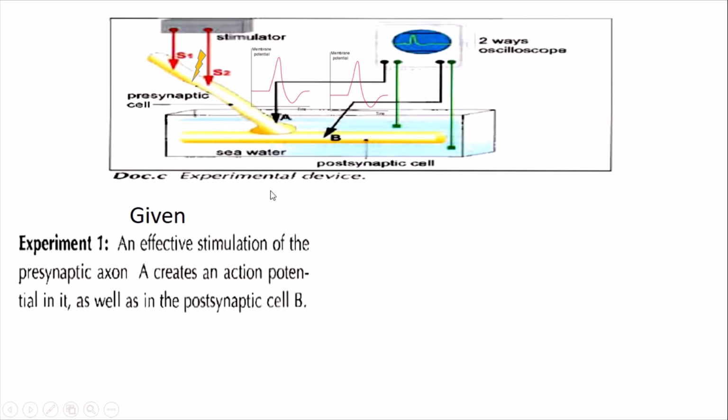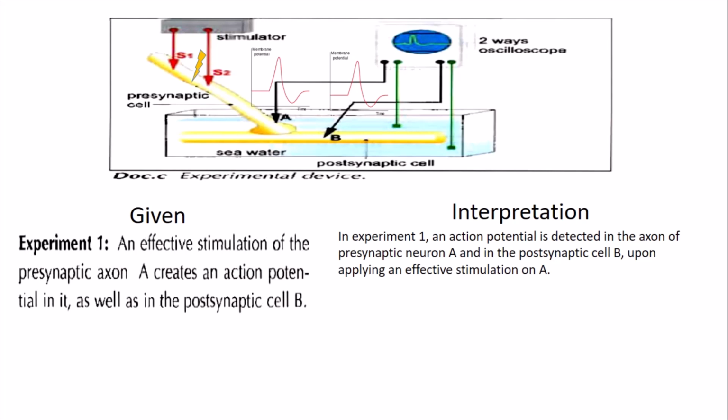Always try, guys, to represent the paragraph with images using a pencil, because this will help you understand it better. Trying to imagine the ideas can sometimes be quite difficult. So how can I interpret this experiment? First of all, the analysis. We say in experiment 1, what was the result? An action potential is detected in the axon of the presynaptic neuron A and the postsynaptic neuron B, upon, this is the condition, applying an effective stimulation on A. This is what we did. We applied the stimulation, and we got these results.